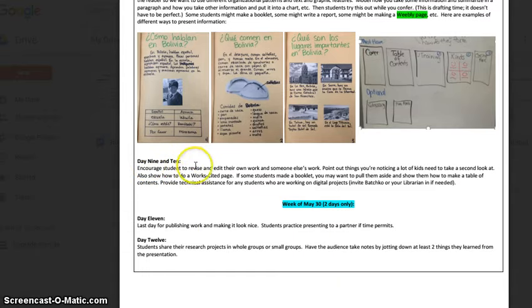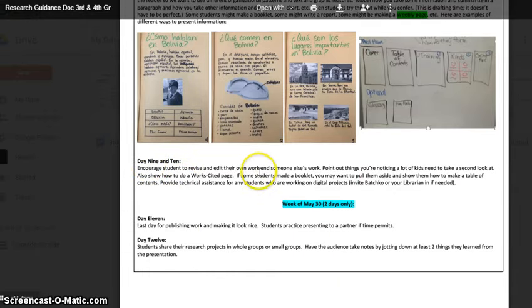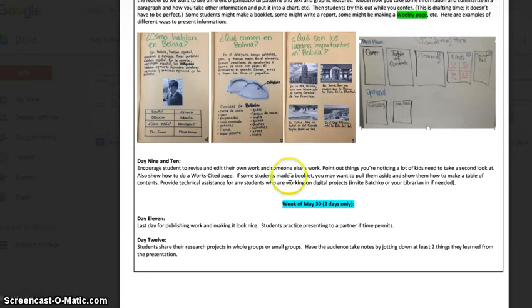Then they're going to go into the phase of revising and editing their own work and someone else's work. You're going to do a little mini lesson on things that you see a lot of kids struggling with, like maybe forming paragraphs or using punctuation effectively. You might see some commonly misspelled words that you might want them to go back and check for. So during this phase, they are revising and editing for peers and for themselves.